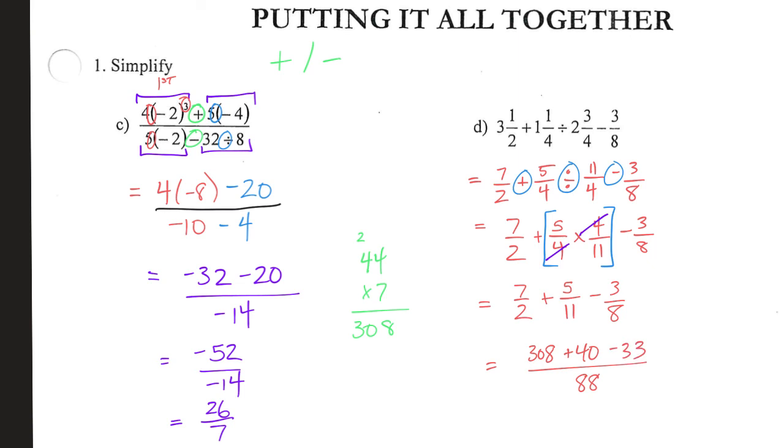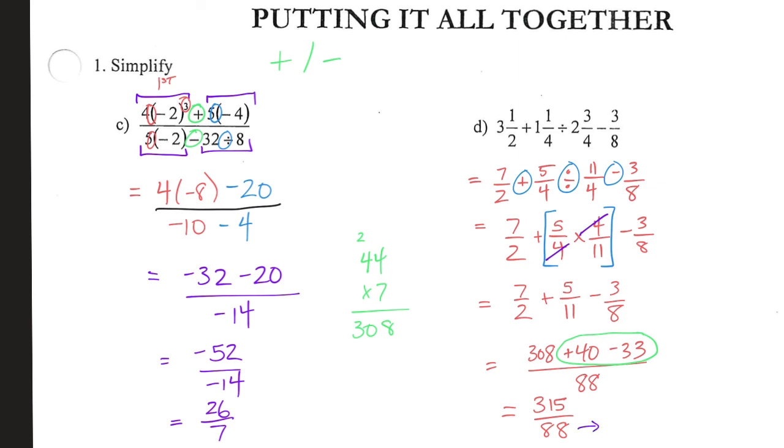And what's really nice when we go and we put that stuff together, what is a positive 40 minus 33? Well, that's 7. So let's make sure that we add 7 to 308. And there is our 315 divided by 88. Okay, nice. Now, biggest thing, we have to make sure we simplify. So is that fraction fully reduced?